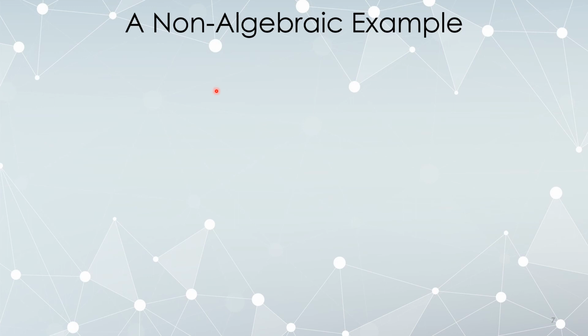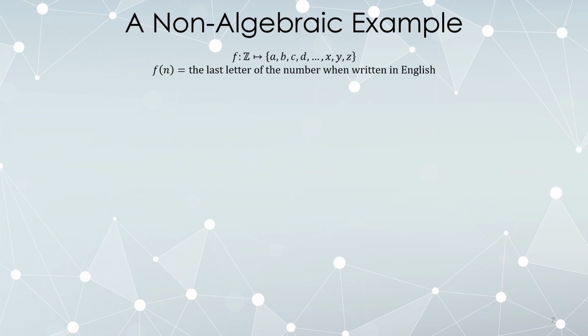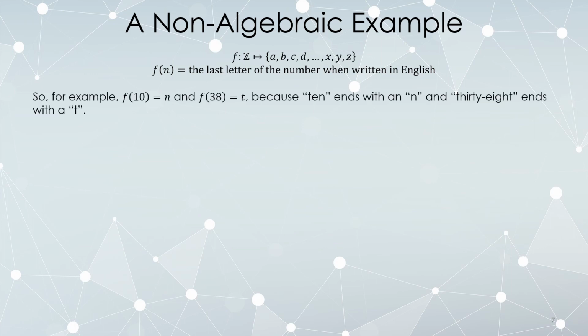Okay, but there are examples we can do that aren't based on algebraic expressions or computation. So suppose I have a function that maps integers to the set of letters A through Z, where f of an integer is going to be given by the last letter of that number when written in English. So what's f of 10? Well, since the word ten ends with n, f of 10 equals the letter n. f of 38 equals the letter t because the last letter of the word thirty-eight is t.